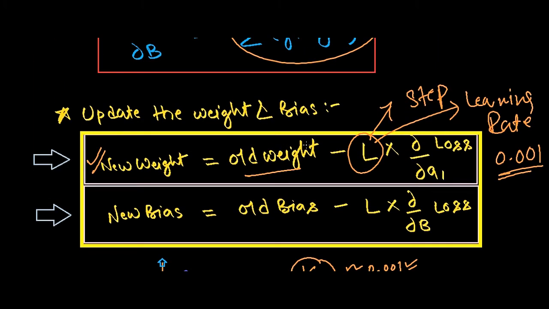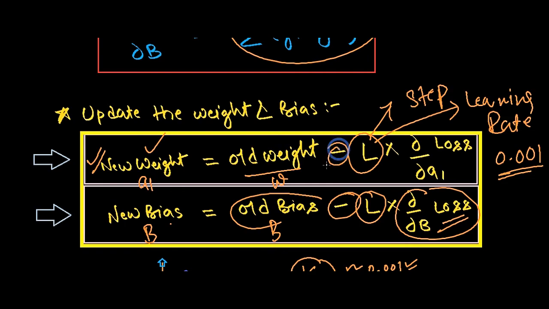So you'll be updating your weights. This will be your new A1, and this will be your new bias. So old bias, and you will be subtracting this factor here, the derivative with respect to b, multiplied by this step or learning rate, and you will be subtracting it.